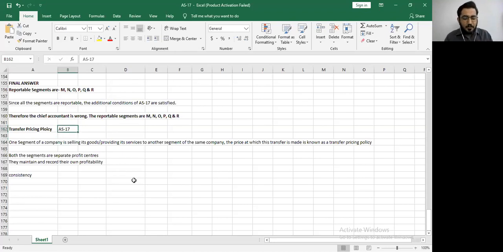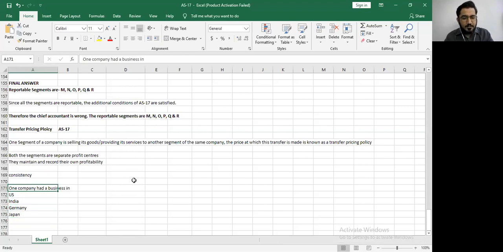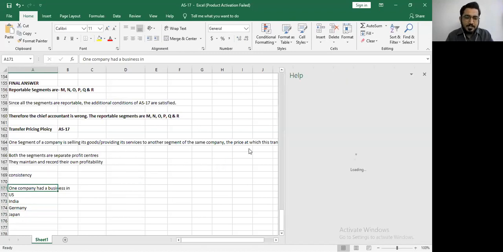Now you should have a question: why was this concept of transfer pricing introduced? Now I'll explain to you what happened. The concept of transfer pricing was introduced because one company had businesses in India, Germany, US, and Japan.